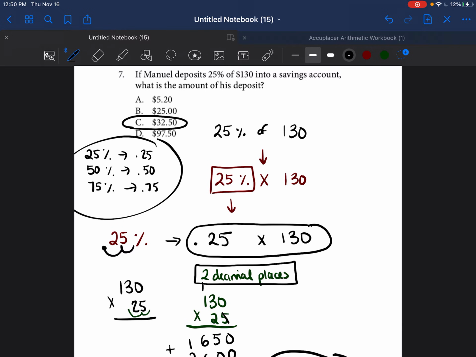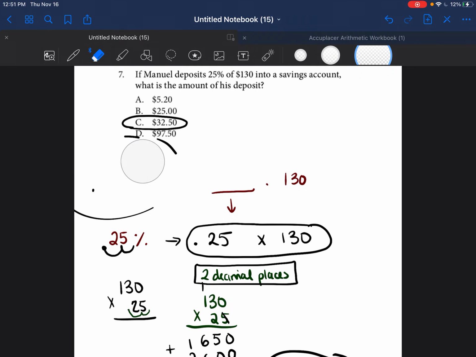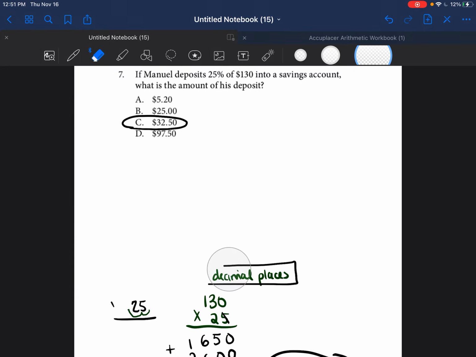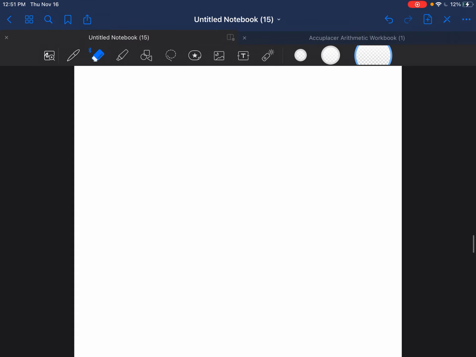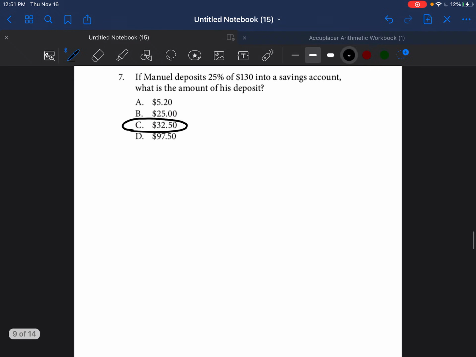So you're probably thinking, okay, Miss Amber, that was a lot of information, a lot of skills that we were practicing. Yes, that's correct. But you need to get good at those skills in order to answer these problems on your test. So you can go ahead and move on to problem number 8 if that was easy for you. If it wasn't easy for you, let me just very quickly show you what we did again.